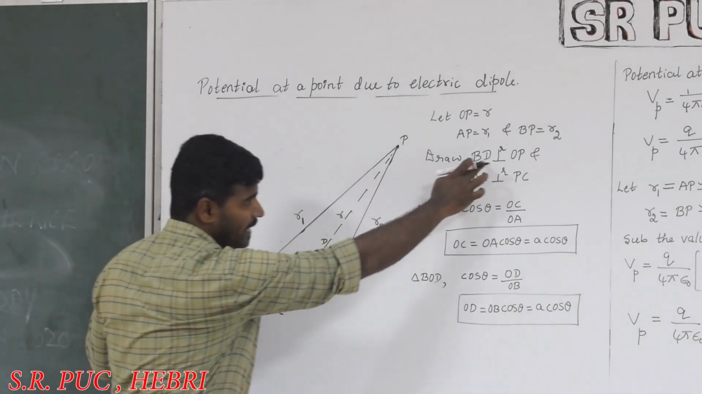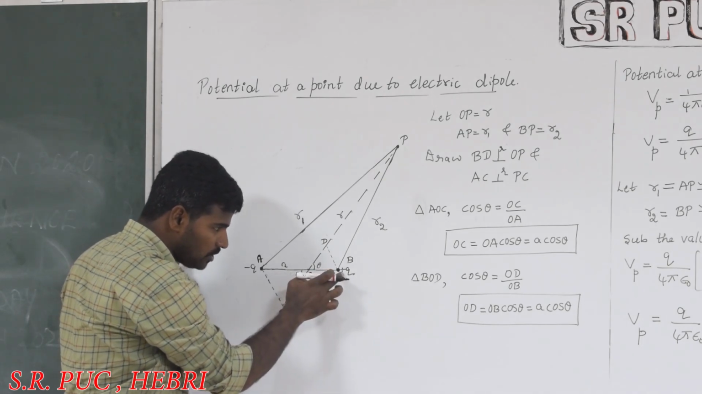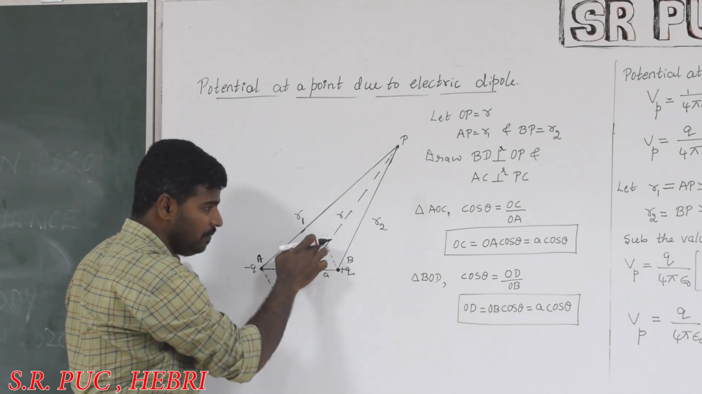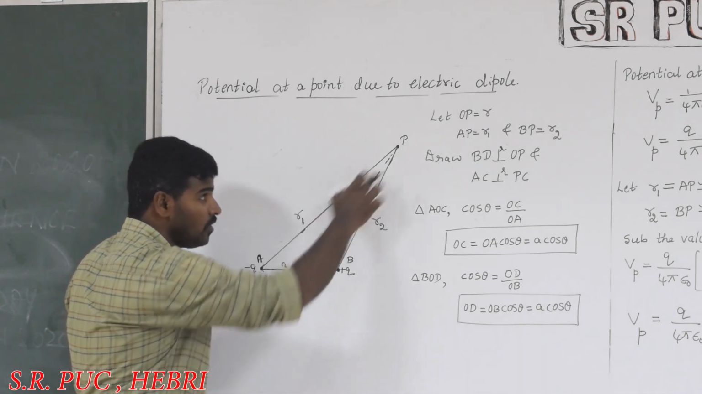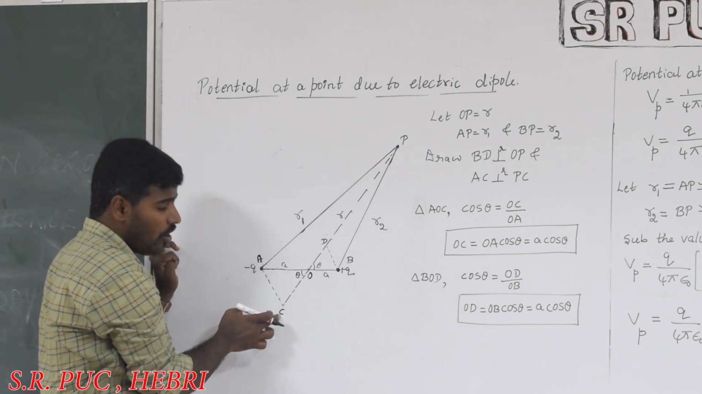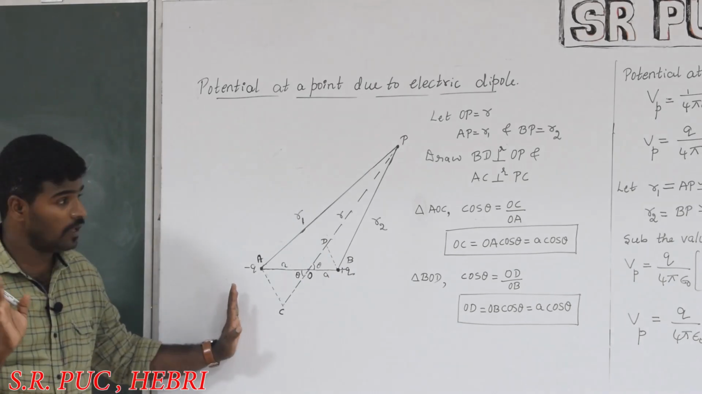Draw BD perpendicular to the line OP, a line drawn from the charge plus q. Then one more line from A: draw AC perpendicular to the line PC.